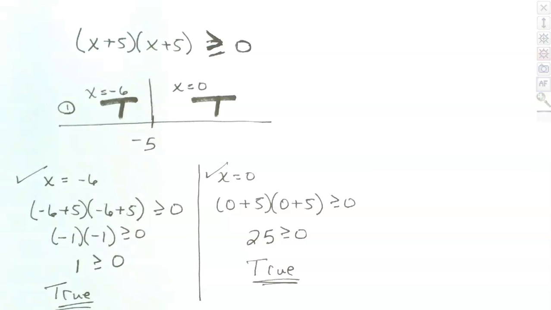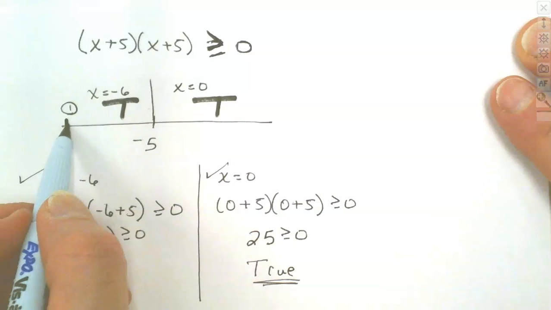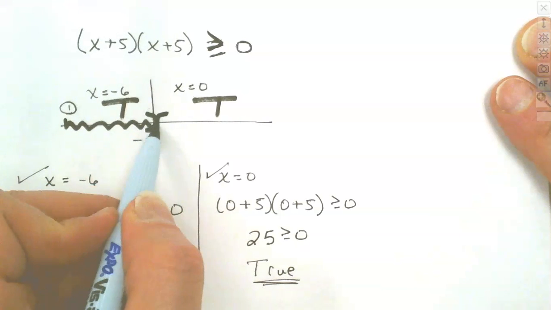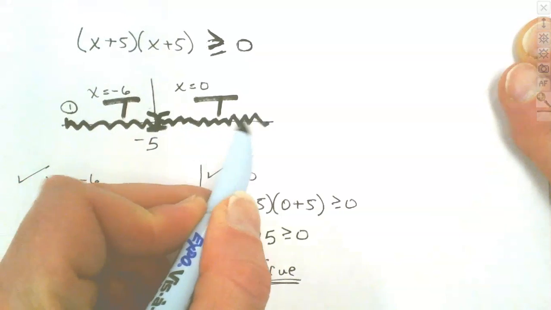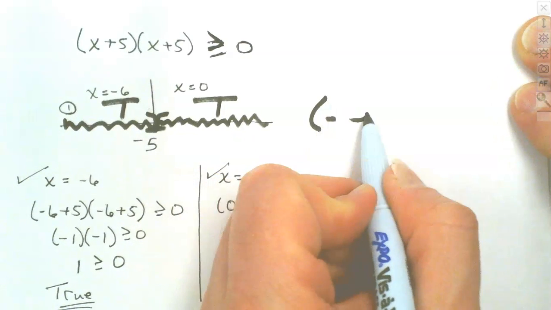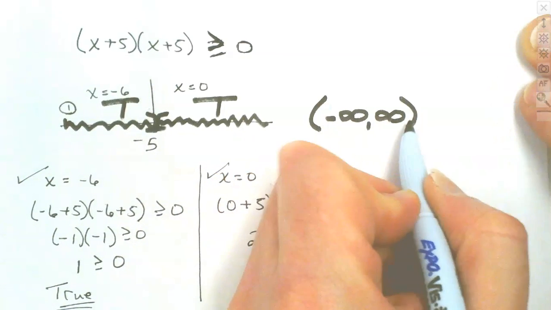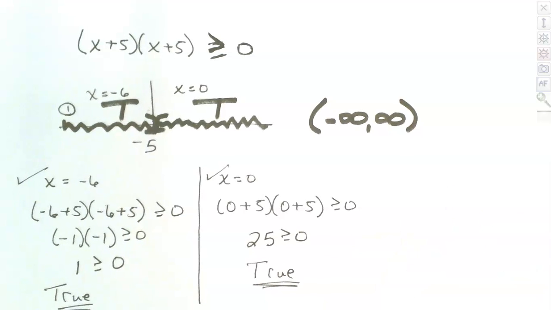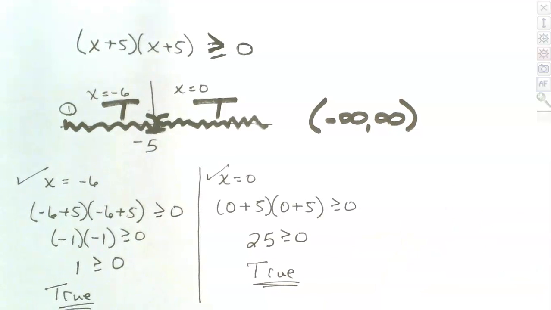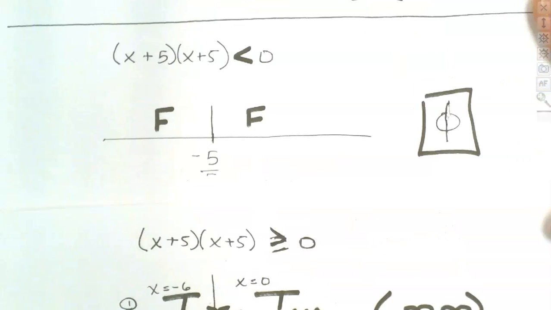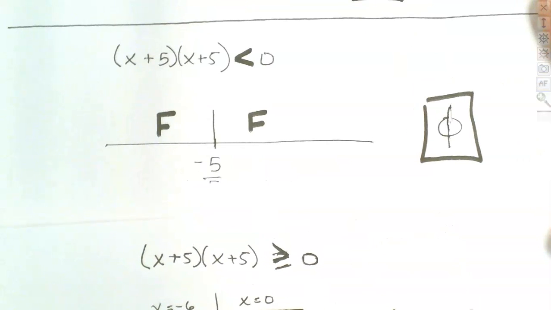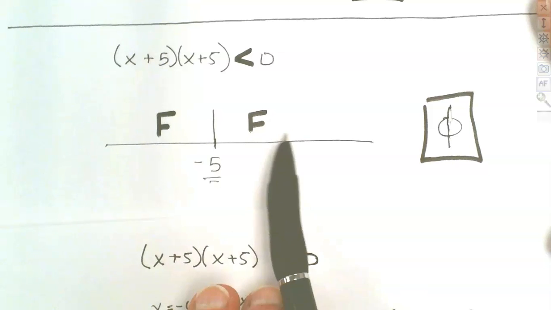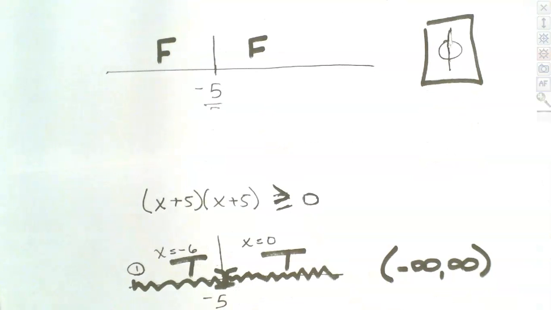See, I switched the inequality, so it's going to switch the solution set. Okay, we shade the true regions. It covers everything. So what would the solution then be? Negative to positive infinity. You see the difference now. So this one's all true. So it's like an identity. Negative to positive infinity. The other one, look at the last one that we did. It was all false, so it was what? It was all false, so it had no solution.